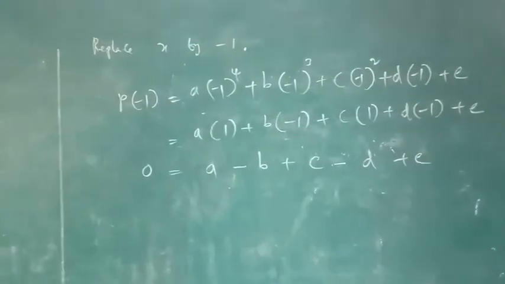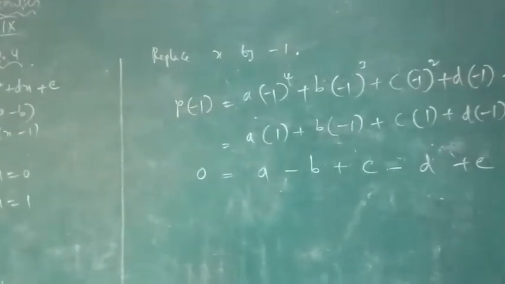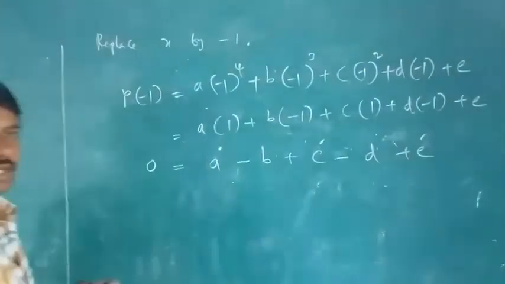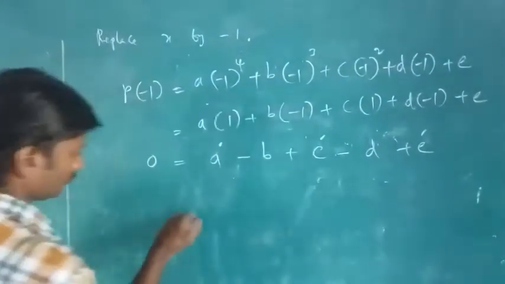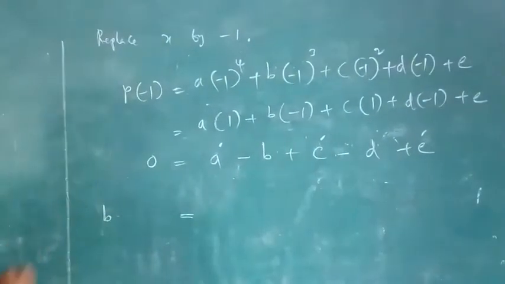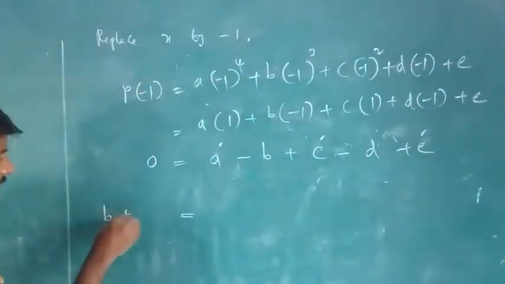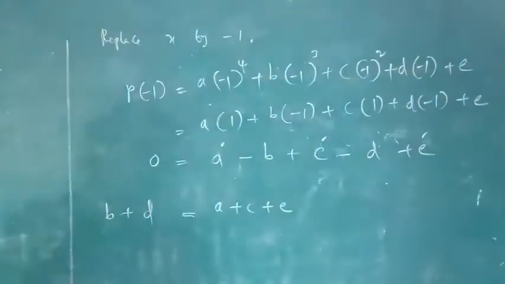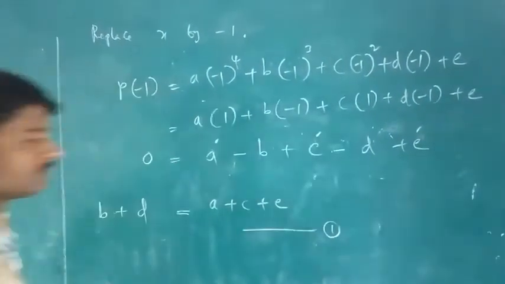Now do one thing, children. Here a small thing I would like to do. I will keep positive terms here only, and negative terms should take the other side. Minus b is there, becomes plus b. Minus d is there, transpose. A plus c plus e equals b plus d. This is equation number 1.